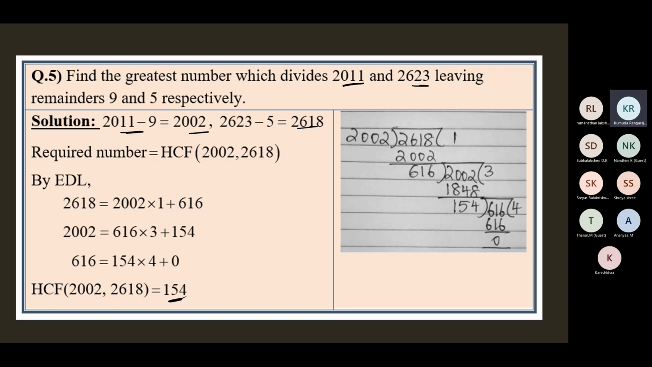154 is the greatest number that divides these two numbers, leaving remainders 9 and 5. So when you divide these two numbers by 154, you will see that in this case the remainder is 9, and in this case the remainder is 5.